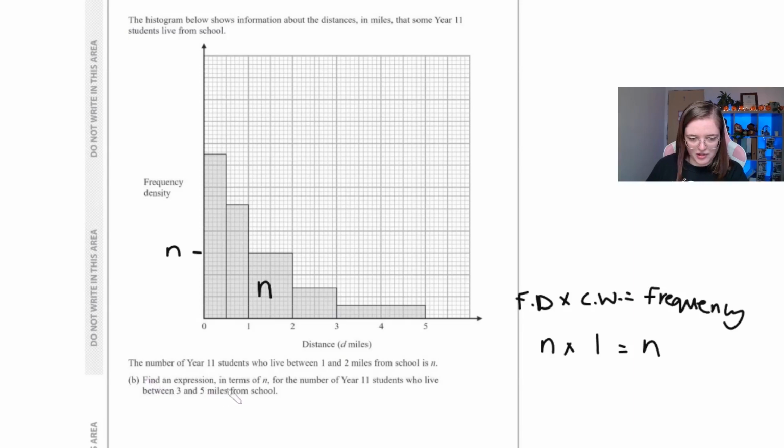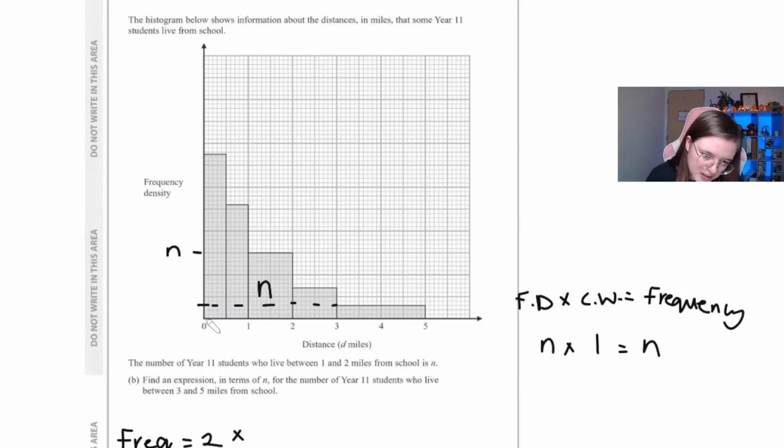So find an expression in terms of n for the number of Year 11 students who live between 3 and 5 miles from school. Here, that's a gap of 2. So we're trying to find the frequency, the number of students in terms of n. The frequency is the class width, which is 2, multiplied by the frequency density. So we need to find the frequency density at this section there.